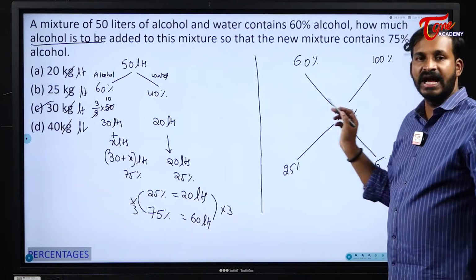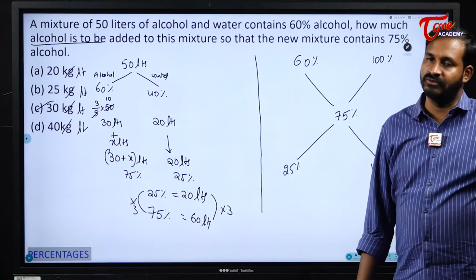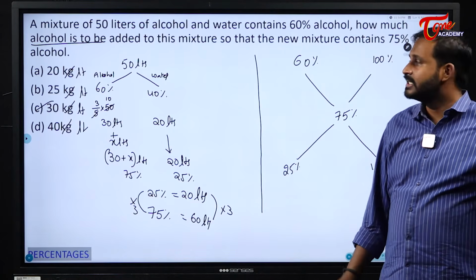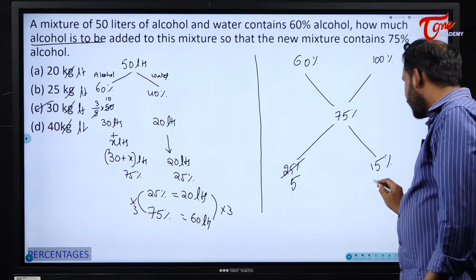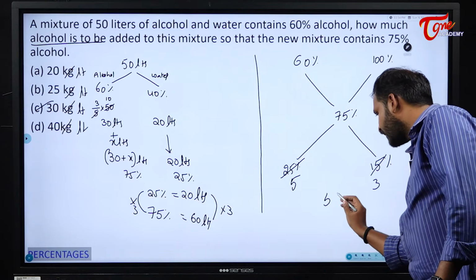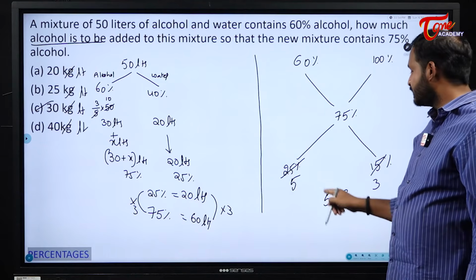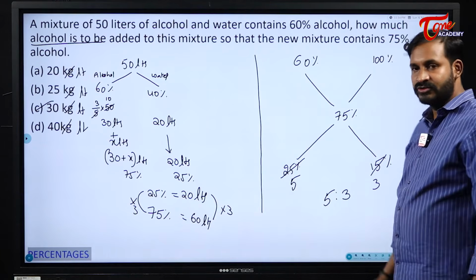This method is called the alligation method or alligation rule. We will discuss it at the time of alligation mixtures, but for timing, observe this. When I cancel this, what will I get here? 5 parts and 3 parts. That is 5:3. It means 60% should be of 5 parts and 100% should be of 3 parts.